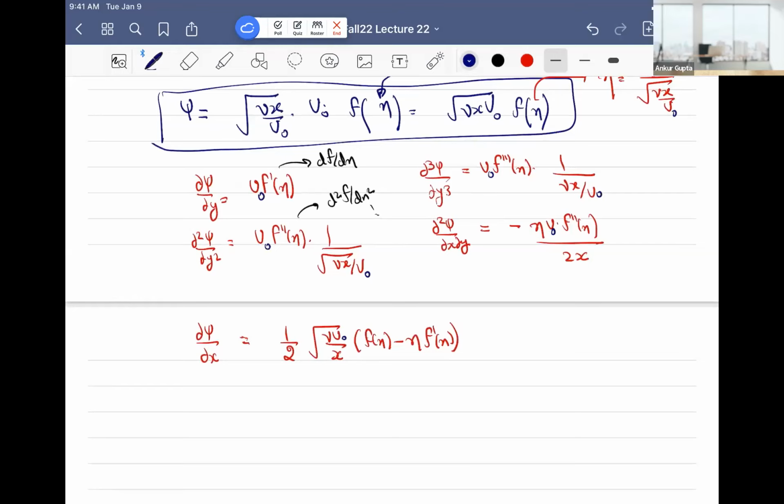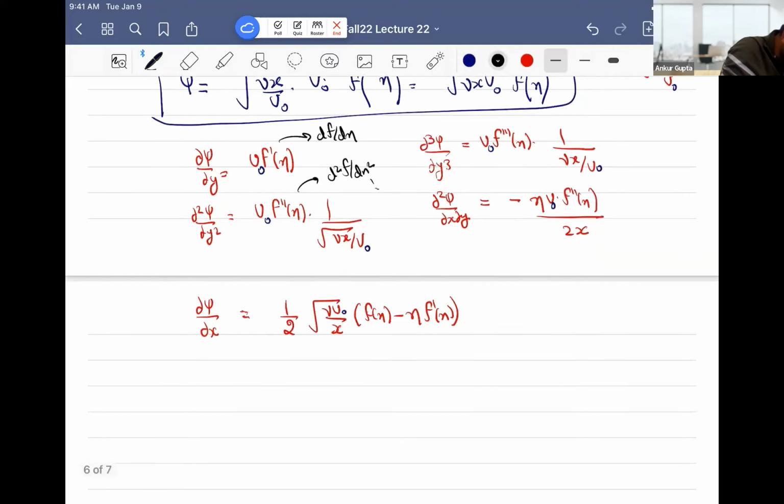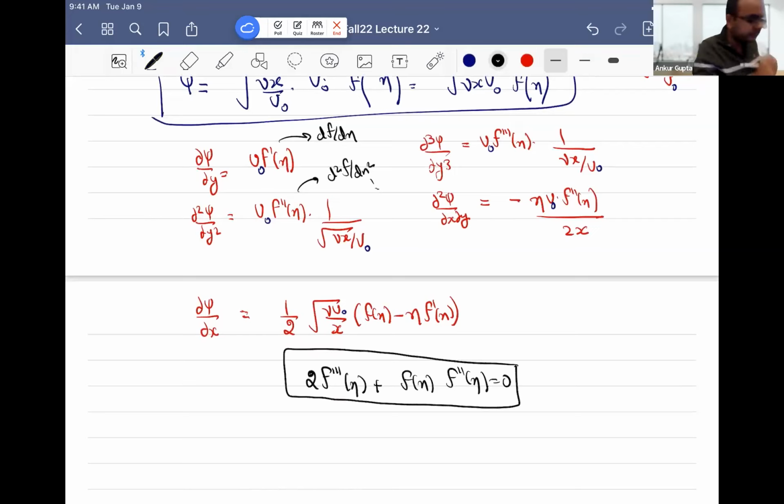Right, so you can do the similarity and you can get to all of these different terms and then plug it back into the main equation. And what you find at the end is the equation 2f triple prime of eta plus f of eta f double prime of eta is equal to 0. So this is finally what you get out in your governing equation. So substitute this in the governing equation.